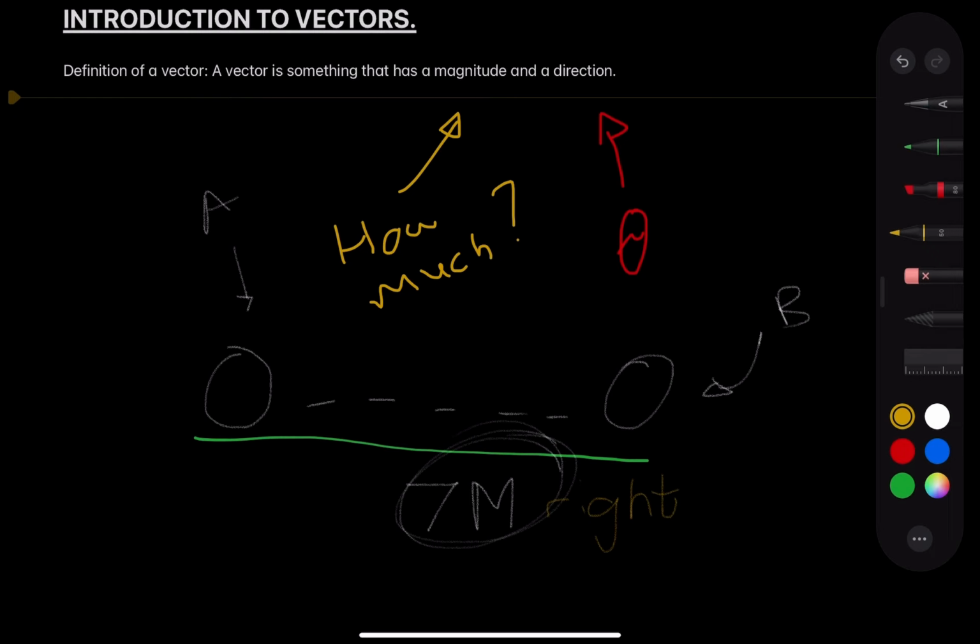See, if I just tell you 7 meters, you don't know if that's 7 meters up, 7 meters down, 7 meters to the left, or 7 meters to the right. So in order for something to be a vector, it must have a magnitude over here, and it must have a direction over there.